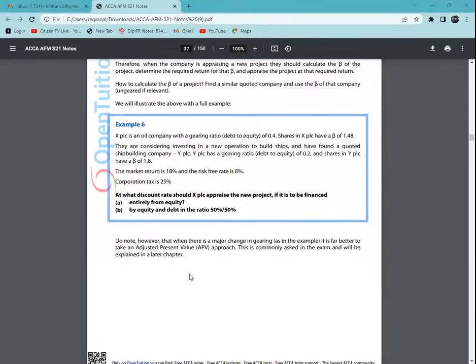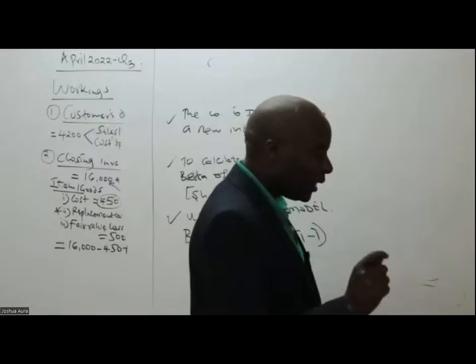Is it beta equity over a levered firm or a beta equity of an unlevered firm? Yeah, it's levered. Thank you so much. Do you know why? It's because this shipping company, they have already told us that there is debt in here. You can see debt to equity. So it's beta equity over a levered firm. This 1.8 is beta equity of the levered firm because this firm has already debt in it.